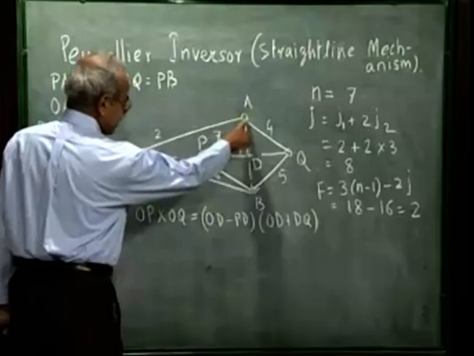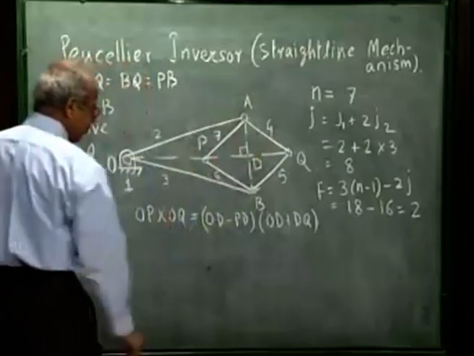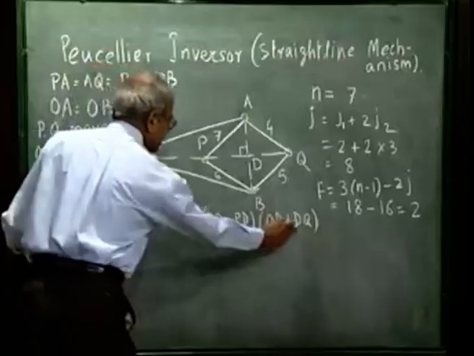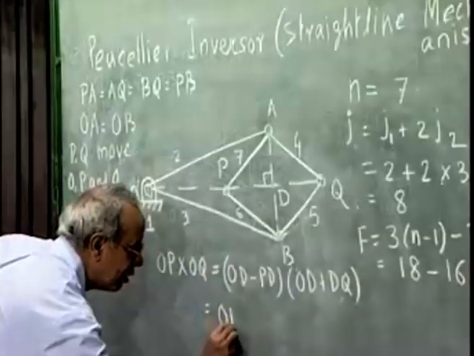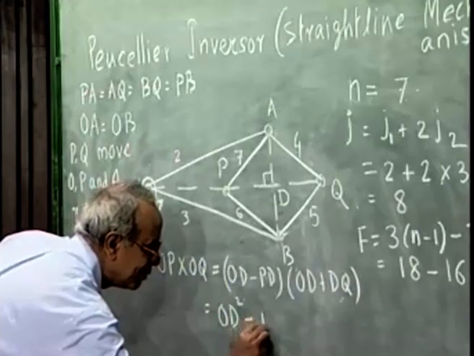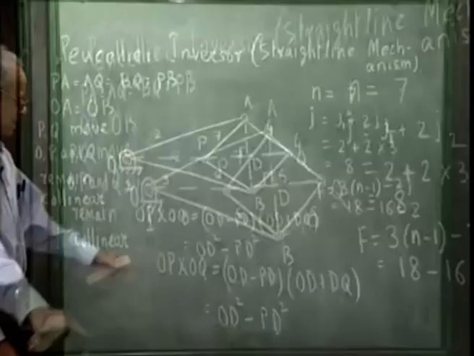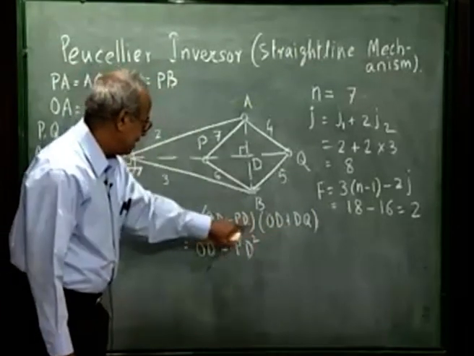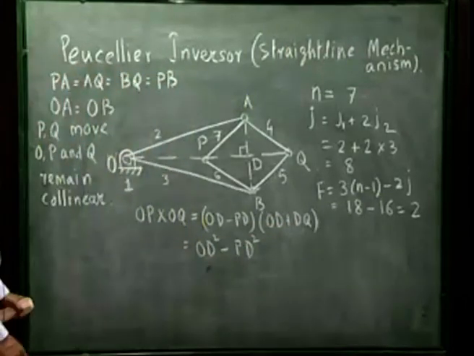Because the diagonals of a rhombus bisect each other perpendicularly, I can write PD is the same as DQ. So this DQ, if I write as PD, I get OD squared minus PD squared, because DQ I can write OD plus PD, and OD minus PD into OD plus PD will give me OD squared minus PD squared.